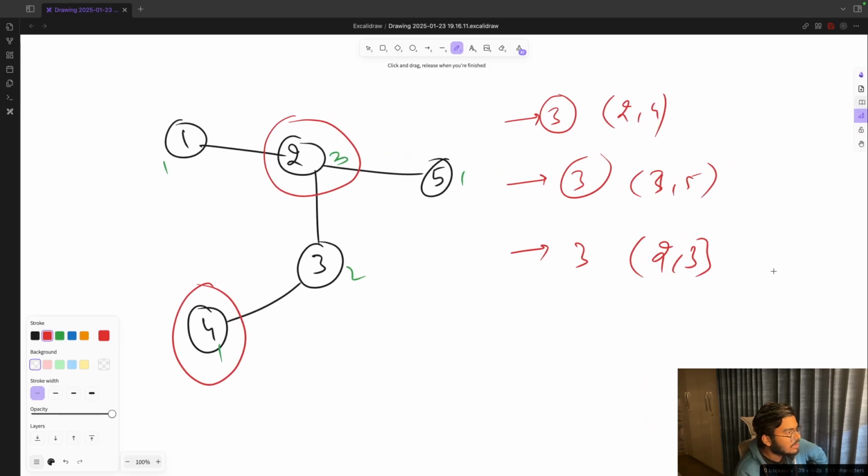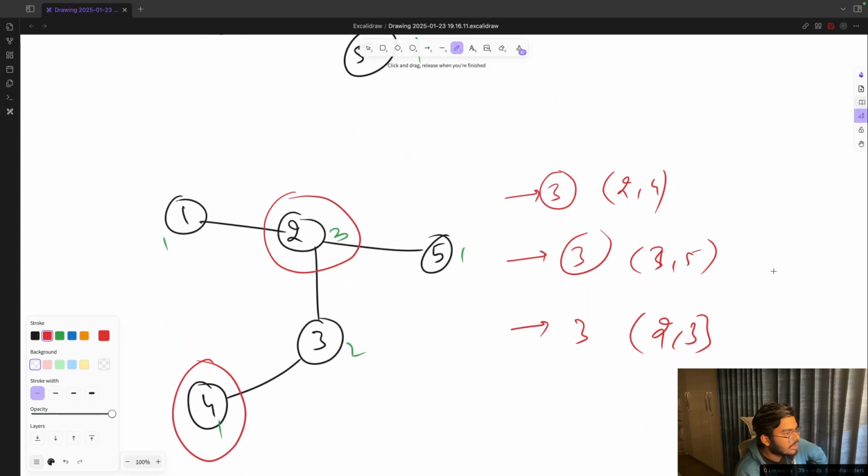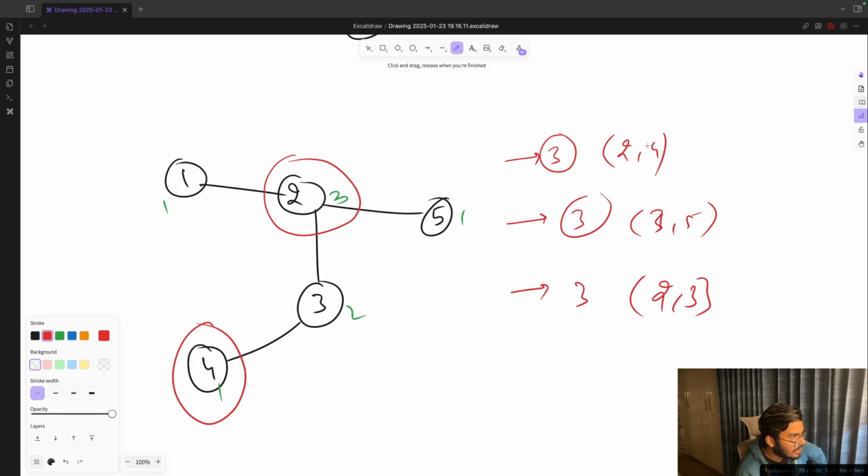So what you will realize, like if these two, 2 and 4, were not connected, the answer is simply 3 plus 1 minus 1. So that is the degree of 2 plus degree of 4 minus 1. If 3 and 5 are not connected, so it is 2 plus 1. Okay, let me think about this. Okay, it should be 2, not 3. Yeah. And for this one, 2 and 3.